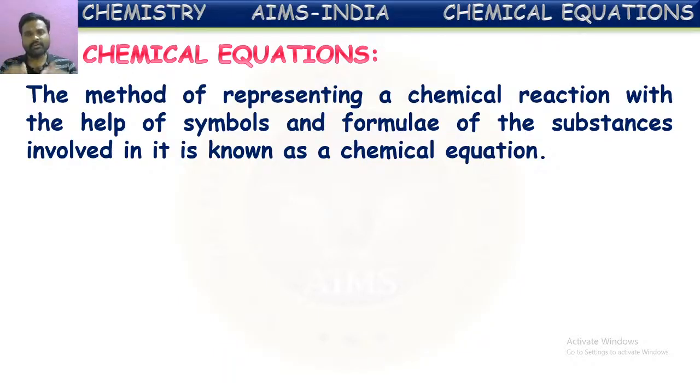In the same way, when these compounds or elements combine to form a chemical reaction, the complete chemical reaction also can be represented with symbols and formulae of the chemical substances participating and the symbols and formulae of the chemical compounds formed in the reaction. So that symbolic representation is known as a chemical equation.